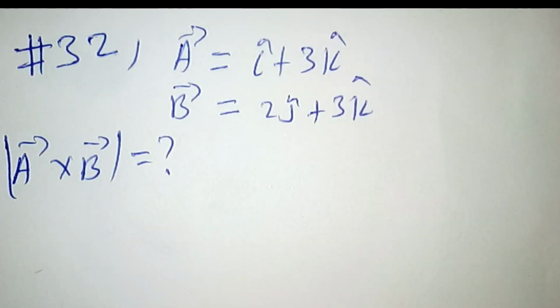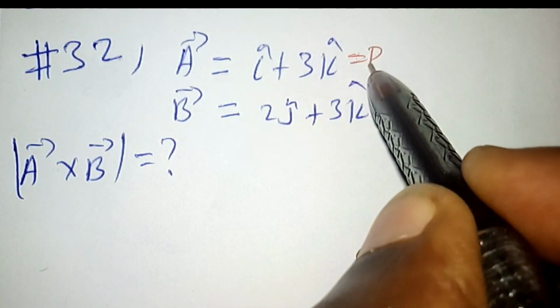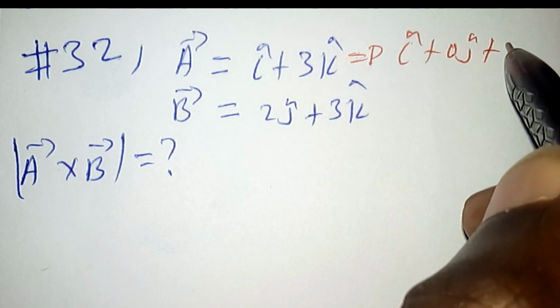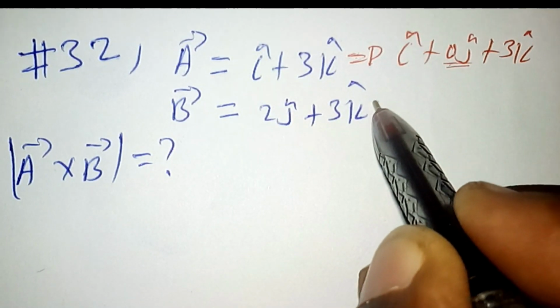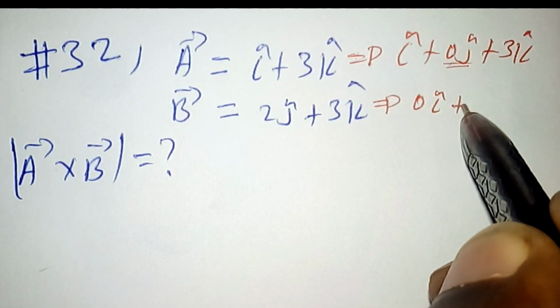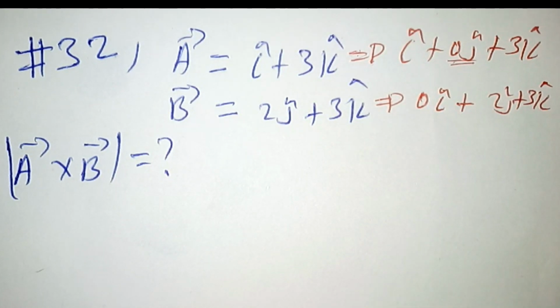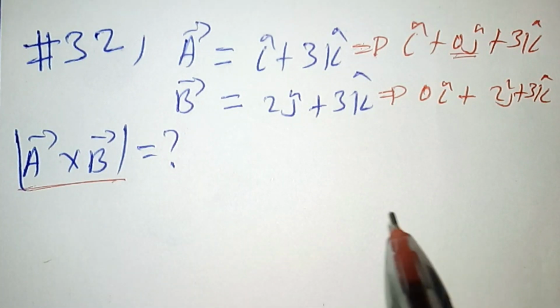Two vectors A and B are given. Vector A is i plus 3k and vector B is 2j plus 3k. Don't be confused here: vector A can be written as i plus 0j plus 3k, so we don't have the y component, it is 0. And also for B we don't have the i component, so it is 0i plus 2j plus 3k. We can rearrange the vector like this. So what is the magnitude of the cross product of A and B?